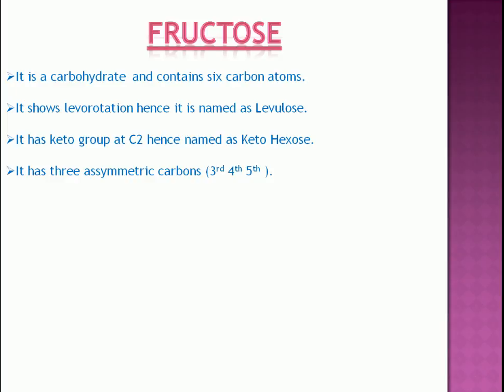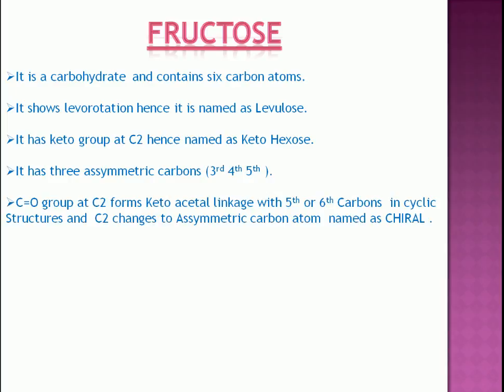You know that there are 4 asymmetric carbons in glucose, but in fructose, why are there only 3 asymmetric carbons? Because the first and 6th carbons in fructose are CH2OH, which are primary alcohol groups. They are non-asymmetric. Hence, fructose contains only 3 asymmetric carbons: the third, fourth and fifth.